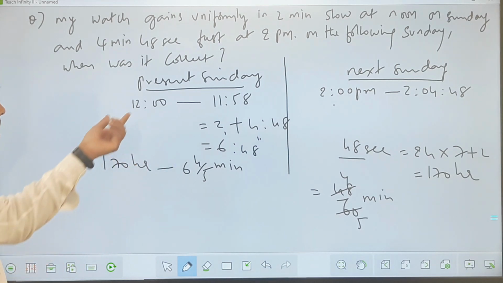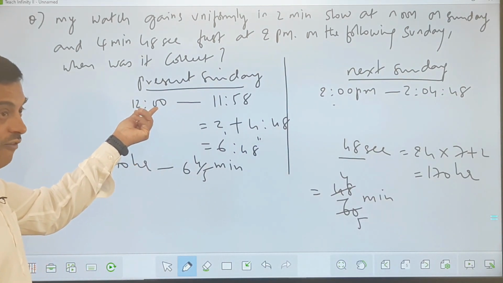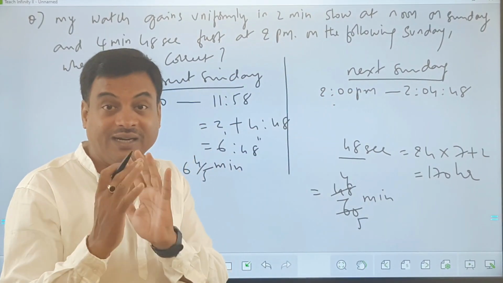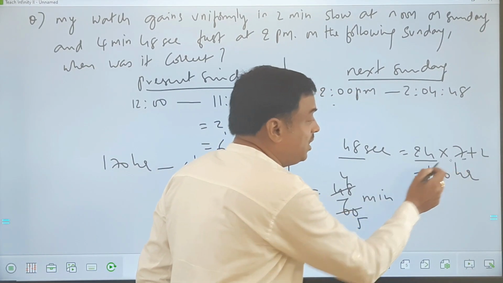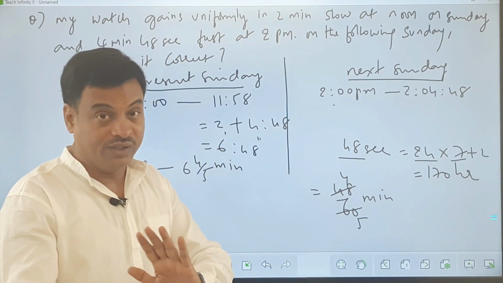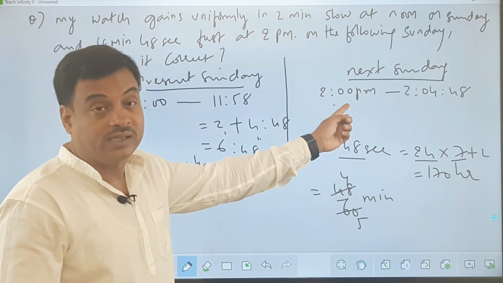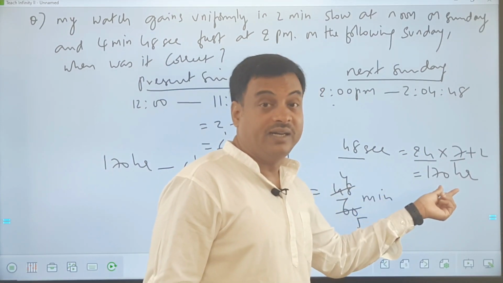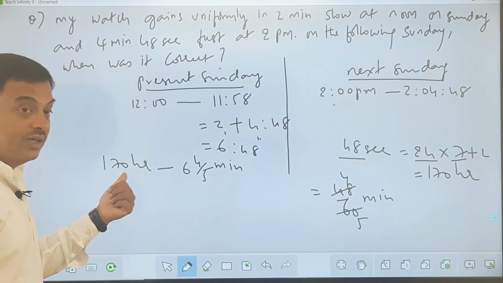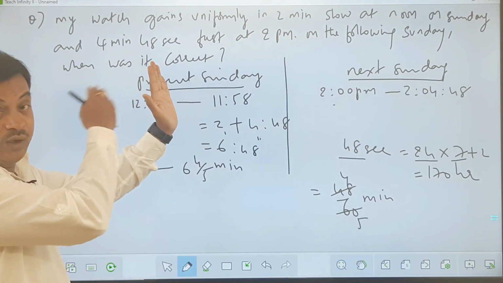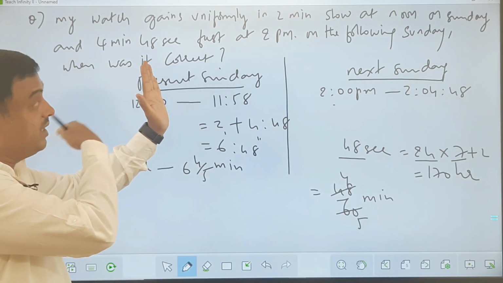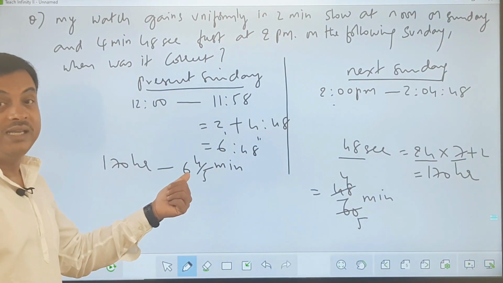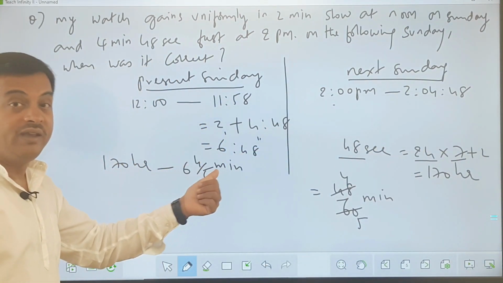From 12 noon of present Sunday to 12 noon of next Sunday, there will be 7 days. So 24 into 7 will give you the number of hours. But this is not 12 noon, this is 2 p.m. So add another 2 hours over there. So total 170 hours. So in 170 hours, from a deficit of 2 minutes, that is by losing 2 minutes slow, to gaining 4 minutes and 48 seconds, it has totally gained 4 by 5 minutes.